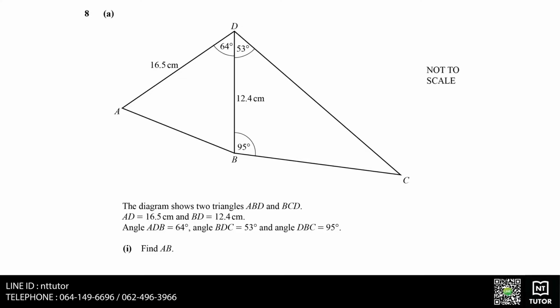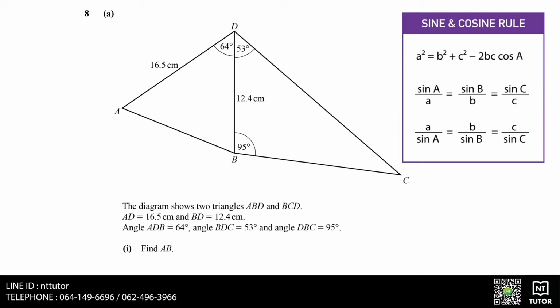Find AB. To find AB, we need to look at triangle ADB. Since triangle ADB is not a right angle triangle, this means that we cannot use the regular trigonometry to find side length AB. When it's not a right angle triangle, we use the sine or the cosine rule. Which rule we use will depend on the factors that we do have to work with.